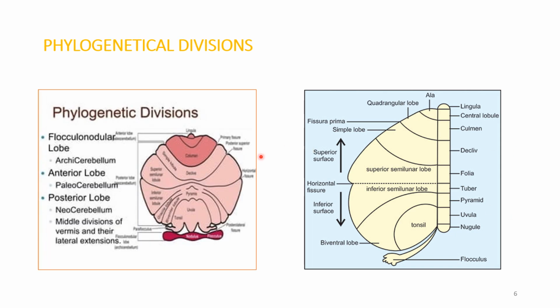Phylogenetic divisions. Phylogenetically, it is again divided into three lobes. The flocculonodular lobe is nothing but the archicerebellum. The anterior lobe is the paleocerebellum. And the posterior lobe is called the neocerebellum. Archicerebellum, paleocerebellum, and neocerebellum. The posterior lobe consists of the neocerebellum, the middle divisions of the vermis, and their lateral extensions.